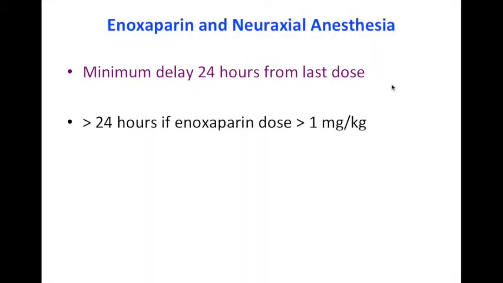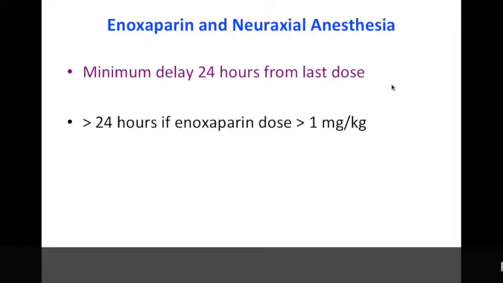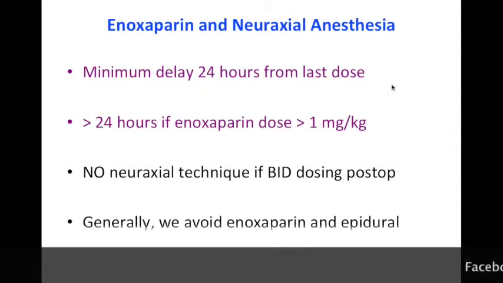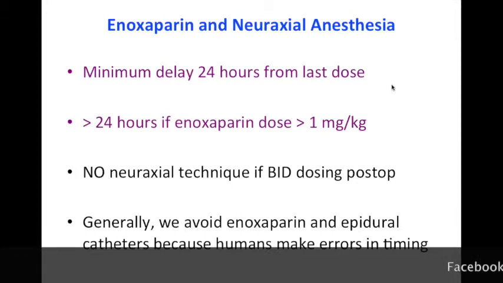So how do we manage patients who need neuraxial anesthesia? There's a minimum delay of 24 hours from the last dose of enoxaparin, and that's minimum. If our dose of enoxaparin is greater than 1 milligram per kilogram for injection, we actually recommend waiting a longer period of time, as about 1 in 3 or 4 of these patients will still have detectable anti-10A activity after a 24-hour period.